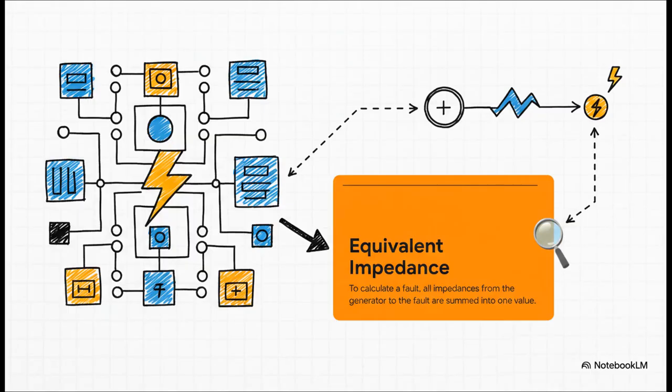To deal with all that complexity, engineers use a really clever trick called the Thevenin equivalent. What this method does is it lets them take that entire massive power grid and, from the perspective of where the fault is, simplify it all down to just one voltage source and one single equivalent impedance. It's a brilliant shortcut that makes the calculation manageable.